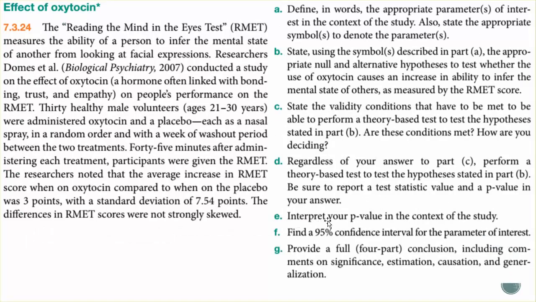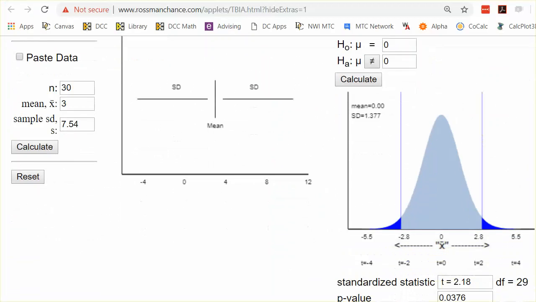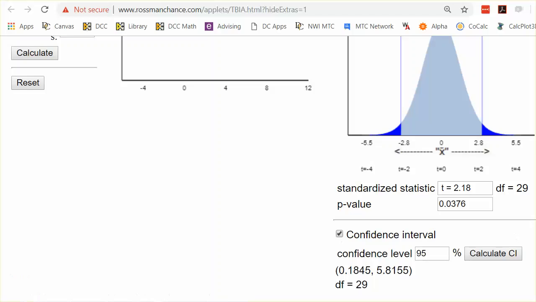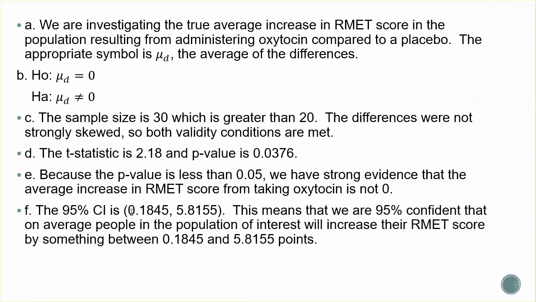Find a 95% confidence interval. So this is significance, this will be estimation. When we do the confidence interval, you can get that from the applet. Actually, we can just click confidence interval and it will give us a 95% confidence interval. And that turns out to be 0.1845 to 5.8155.